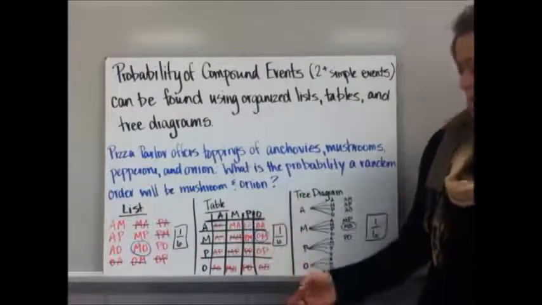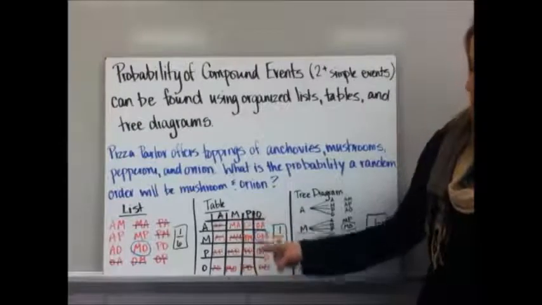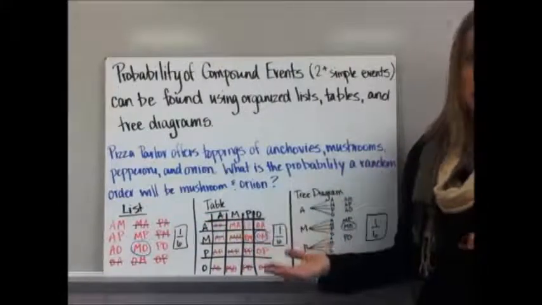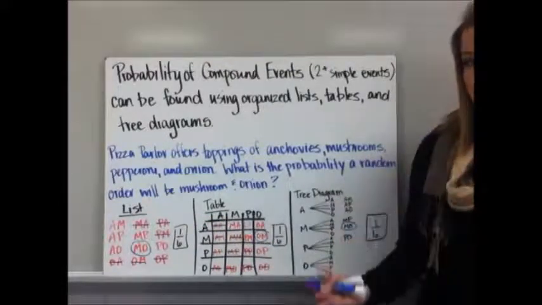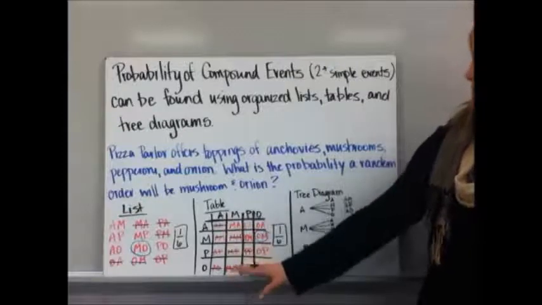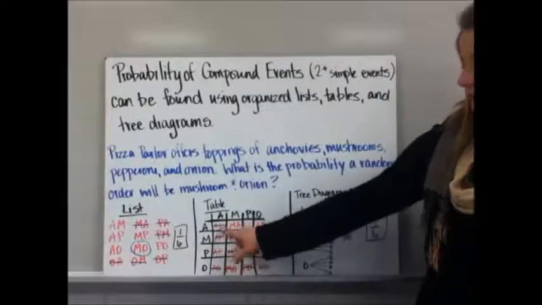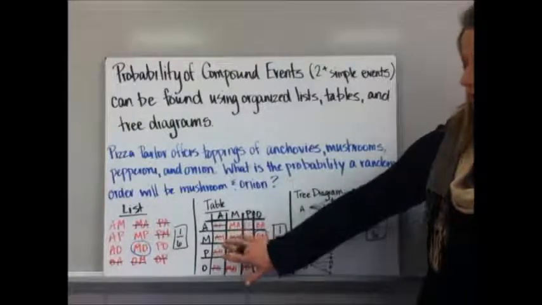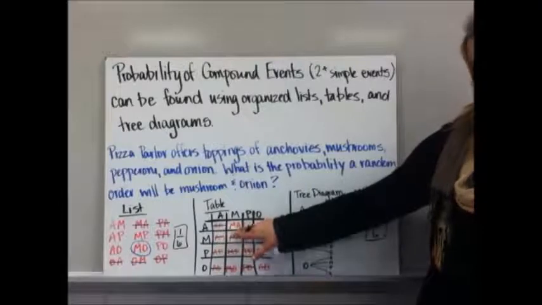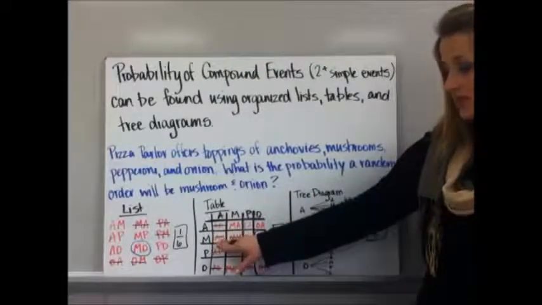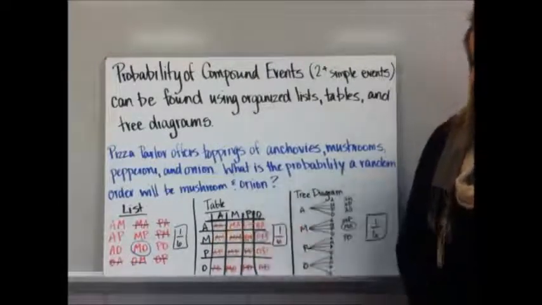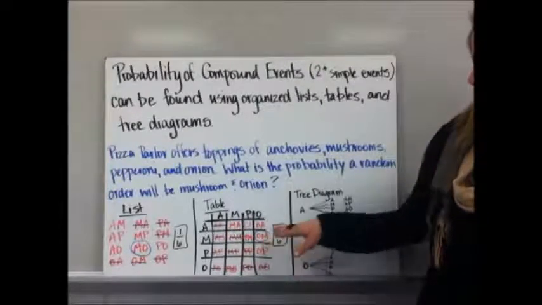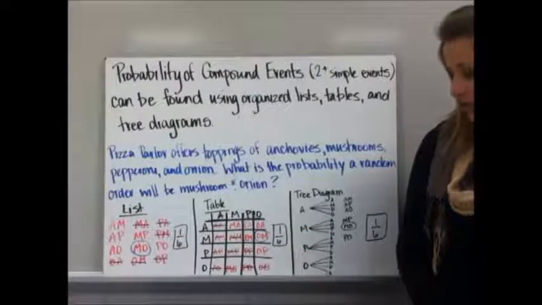With a table, I did the same thing. With the table, you'll see that I have 16 full outcomes here. Here I only had 13 because, if you think about them as dependent events, it'd be more like 4 times 3. Here, I also marked out the duplicates, A, A, M, M, P, P, O, O. And then I marked out the ones that are replicated, A, M, and M, A. Because like we said, anchovies and mushroom is the same thing as mushroom and anchovy. And as you look there, what we are looking for, a mushroom and onion is right here, and that would be a 1 out of 6 chance.